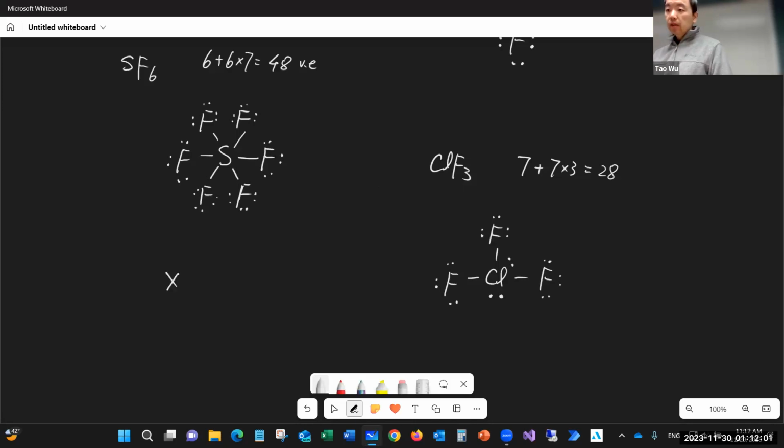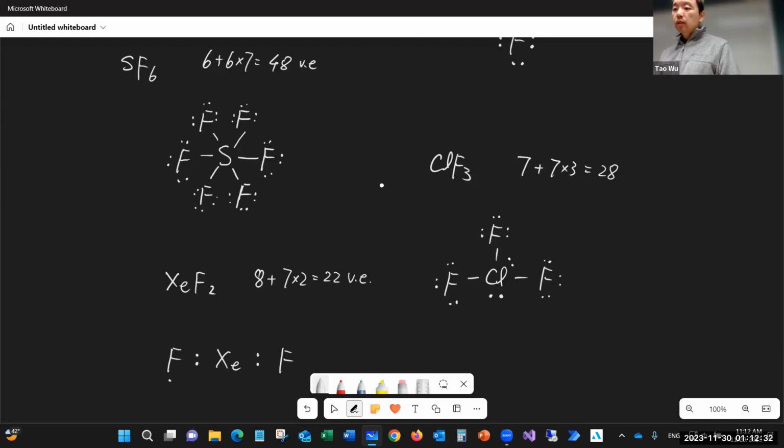And xenon difluoride is the same thing. 8 plus 7 times 2, so you have 14. That's 22. You have 22 valence electrons. Then xenon in the middle, fluorine on the side. Okay, so now we put the 2 single bonds, two pairs in the shared area, and then we assign more.